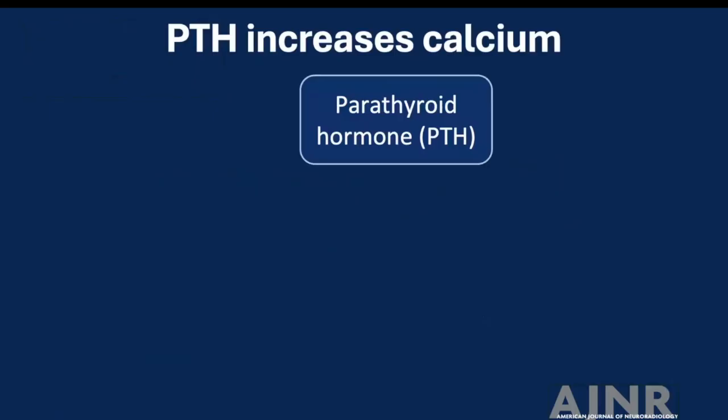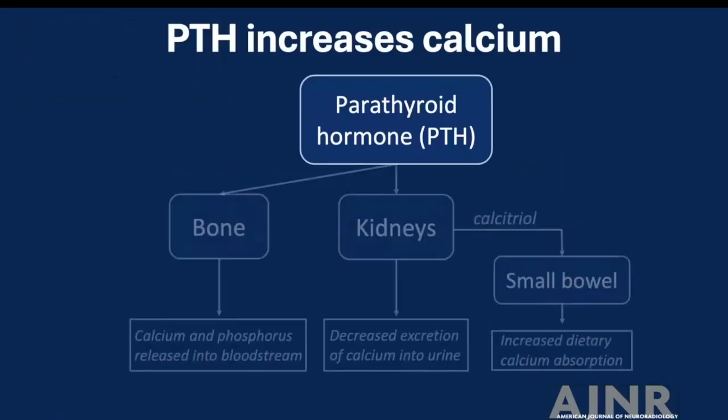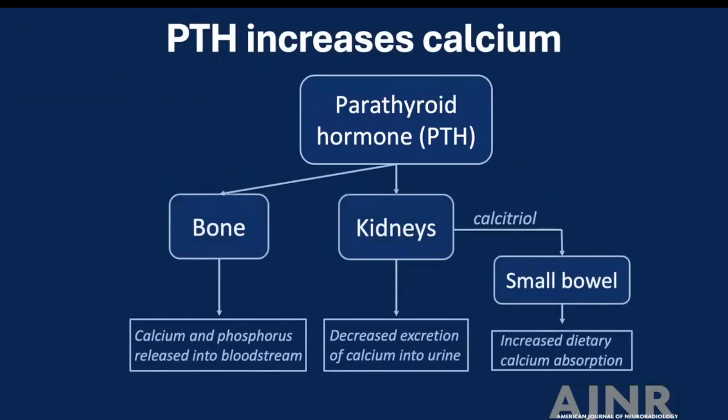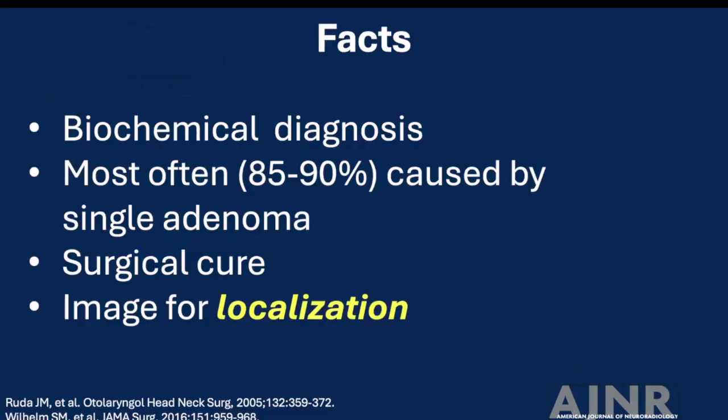What I want you to know about parathyroid hormone is that it acts through various mechanisms to increase serum calcium. When an intrinsic abnormality of the parathyroid glands results in excessive secretion of parathyroid hormone, this is called primary hyperparathyroidism, and this is the type of hyperparathyroidism with which this talk is concerned. In the interest of time, I'm going to assume you already know or are willing to accept the following facts.